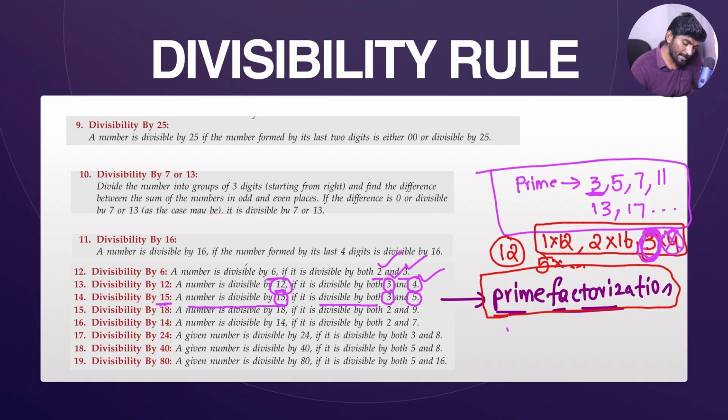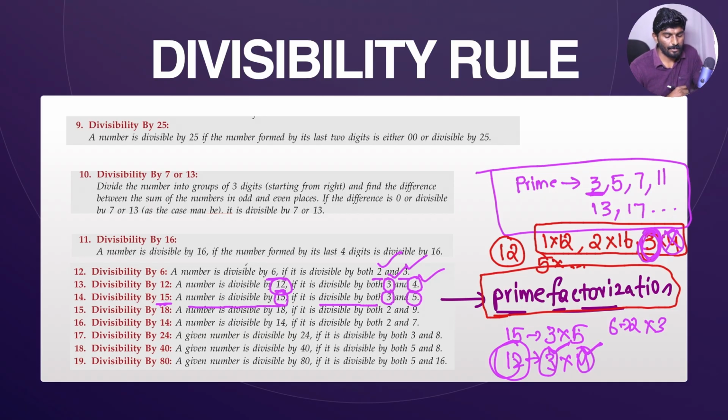Because 15 is the product of 3 into 5. Okay, 12 is the product of 3 into 4. Okay, 6 is the product of 2 into 3, right? So if I want to know about 12, I should have clarity about 3 and 4. If a given number should be divided by 12, the number should and must be divided by 3 and 4. Then only it will be divided by 12.